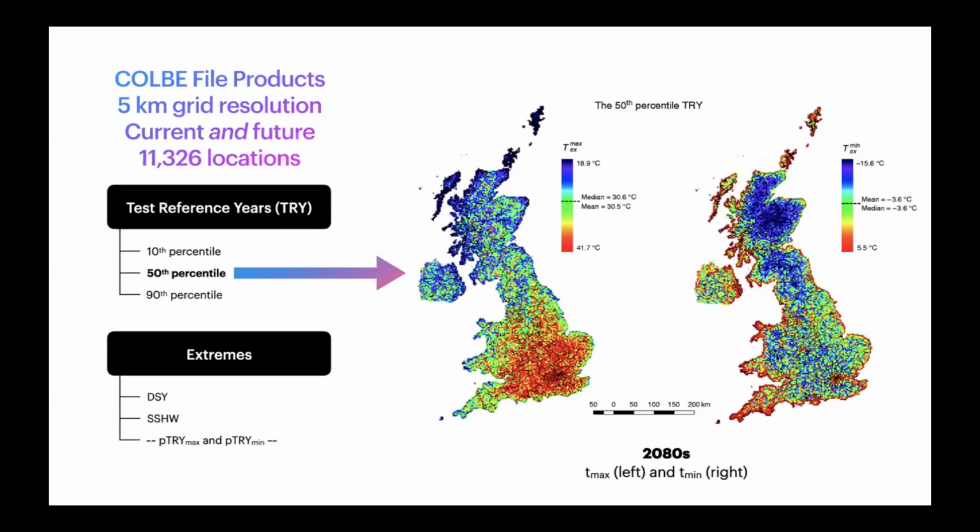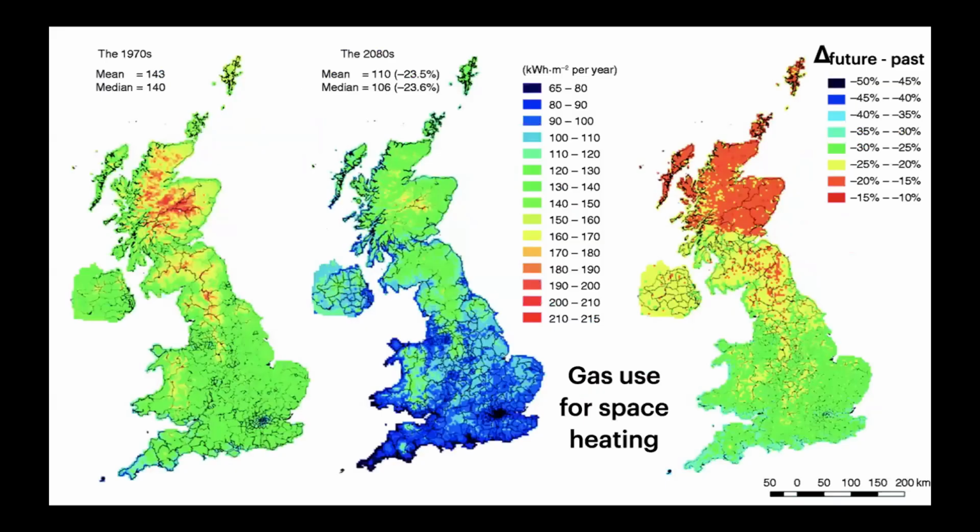I put the PTRY max and PTRY min within little tildes to remind myself and you guys that they are not really pictures of extremes as such. They're just typical hot and typical cold periods in these weather files. And of course, you can do all kinds of cool stuff with these data. This is analysis of gas use for space heating across the UK. On the left-hand side is the 1970s, in the middle is the 2080s, and on the right-hand side is the difference map between these two.